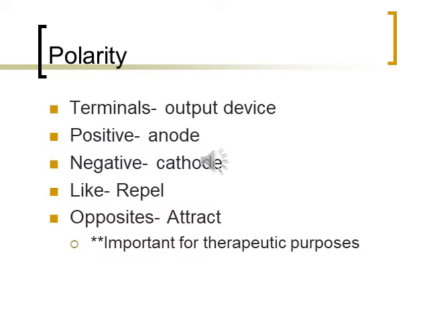Looking at polarity as it relates to electrical stimulation, the terminals are what come out of the electrical stimulation units, and that's where you're getting your output. This is what you're attaching to the patient with your electrodes, and you'll have both a positive and negative lead. If you remember from lab, we have two leads on each channel. One's positive, one's negative. Positive is the anode, and the negative is the cathode.